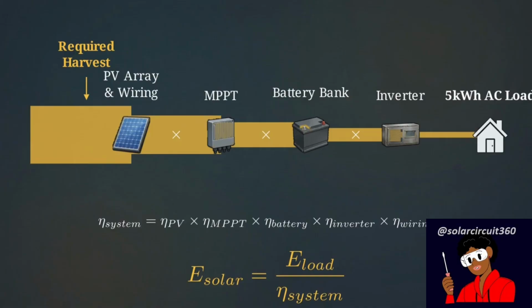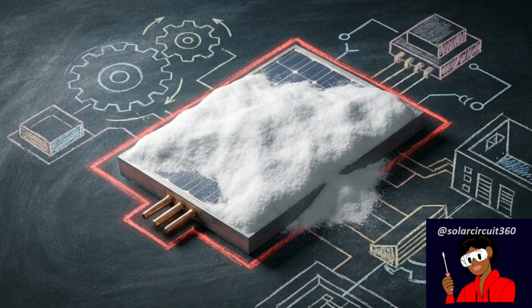This defines our required solar harvest. The initial energy generated must equal the load divided by the total system efficiency. Ignoring this efficiency chain guarantees structural undersizing before you even consider the weather.